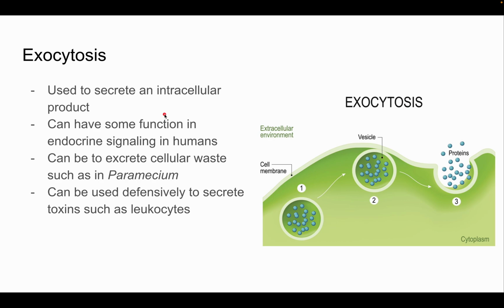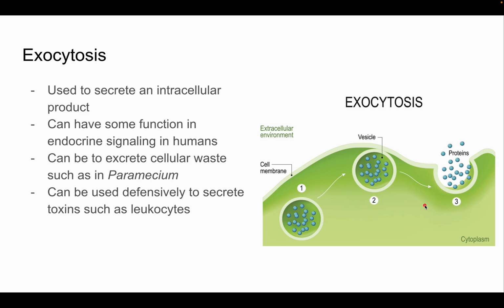Alright, now exocytosis. It's used to secrete an intracellular product. It can have some function in endocrine signaling in humans. So, for example, a signaling molecule would be secreted from a specific area in the human body. It can be used to excrete cellular waste, such as in a paramecium cell. I actually have a video of that on my channel. And it can also be used defensively to secrete toxins, such as leukocytes or white blood cells in your body secreting different species or toxins to kill invaders.